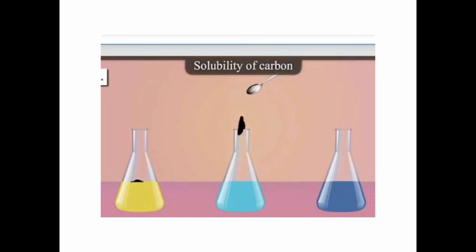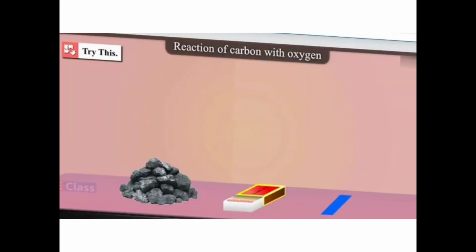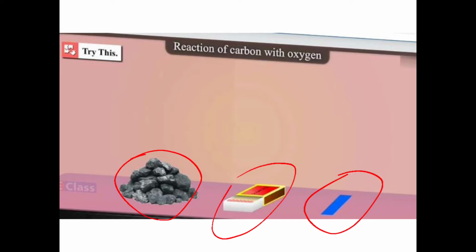Right? Now we are going to see the reaction of carbon with oxygen. Carbon with oxygen. Just imagine carbon, what you will get, just think over. Carbon reacts with oxygen. C plus O2. We are going to use the Bunsen burner. We are going to take coal. We are going to take a matchbox, and we are going to take moist blue litmus paper.